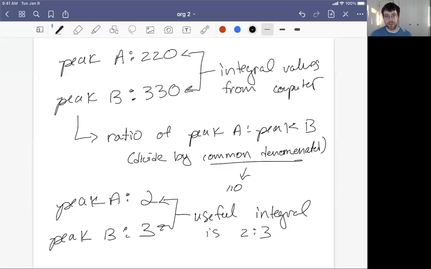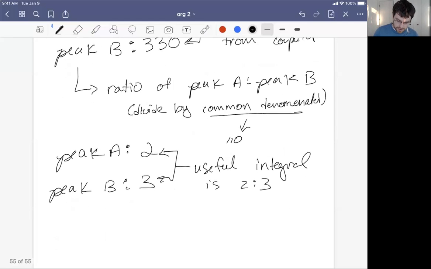And there are a lot of computer tricks that would just spit out 2 to 3. But if you actually went in and did a manual integration of the peak, you would see some obscure number like 220, and then the other one would be 330. It's not those numbers that matter. It's the relative ratio of those two numbers, which is 2 to 3. On a test, I'll give you the integral as 2 and 3 and that sort of thing.